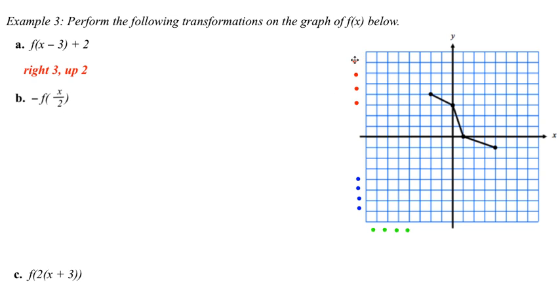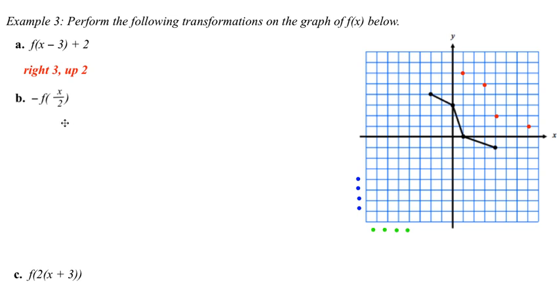So what that ends up looking like, if I just take every point here and go right 3, 1, 2, 3, and then up 2, 1, 2, this top point becomes that point. And we can do that for every single point on here, and then we can connect the dots, and that would be our transformed function. So one more here, right 3, up 2, and that should be what our function looks like. I'm not going to take the time to connect the dots, you can get the idea.